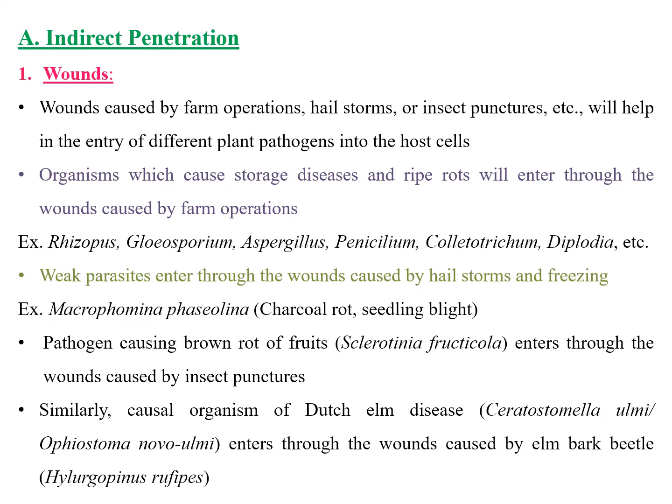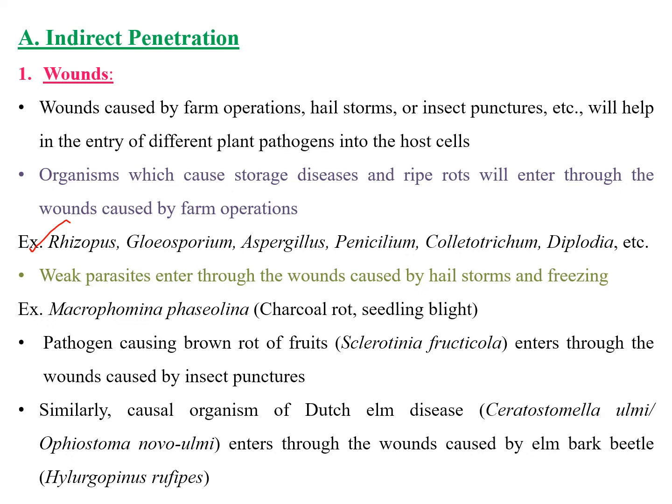First one is the wounds. These wounds are caused by farm operations or hailstorms or insect punctures, etc. They help in the entry of different plant pathogens into the host cells. Organisms which cause storage diseases or ripe rots will enter mainly through the wounds caused by the farm operations. At least we have to remember one or two examples for writing in the exams. Examples of pathogens which can enter through the wounds are Rhizopus, Gliocladium, Aspergillus, Penicillium.